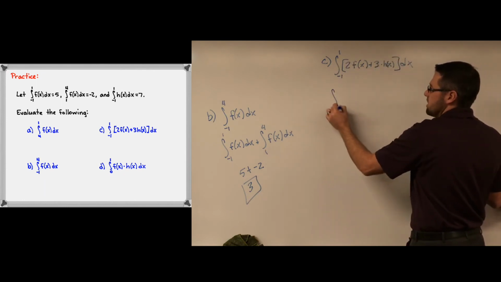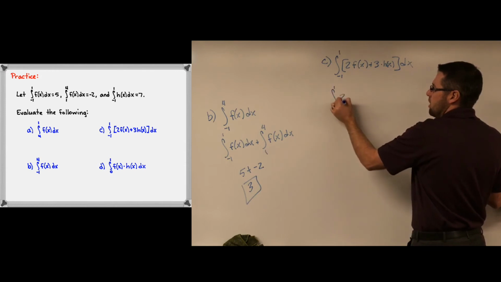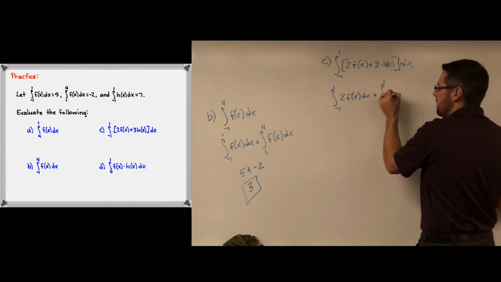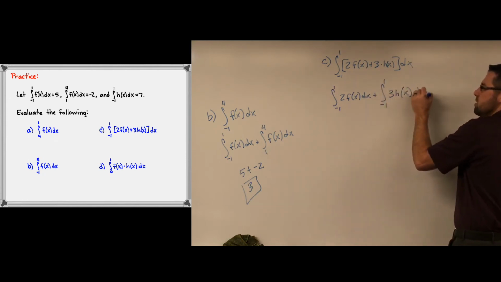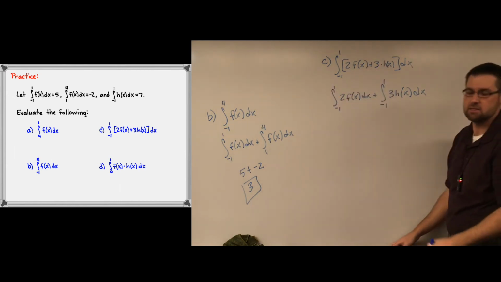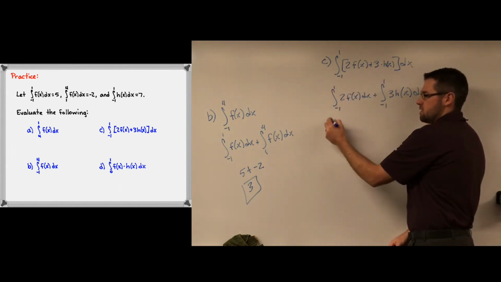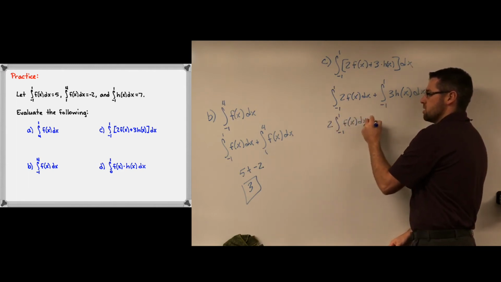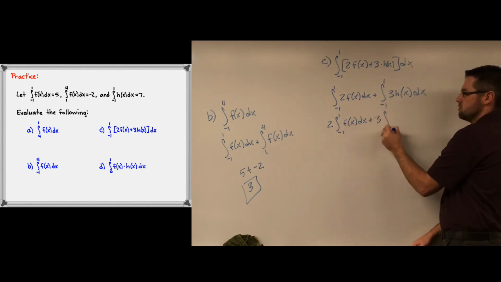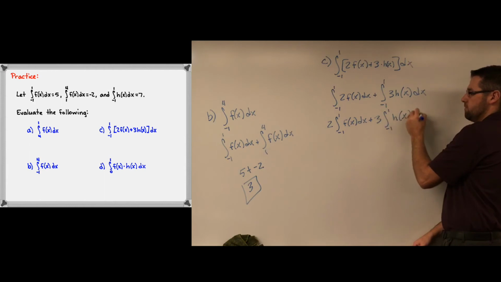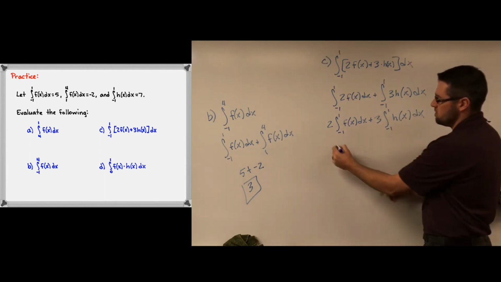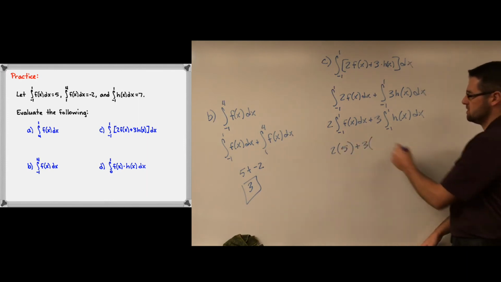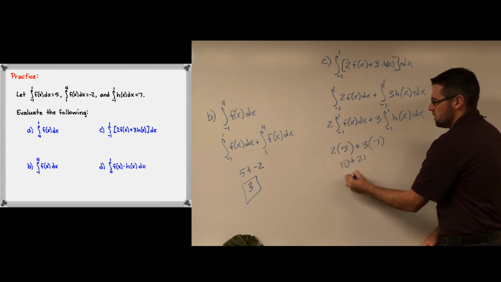So how would we break this down? We'd say the integral from -1 to 1 of 2f of x dx plus the integral from -1 to 1 of 3h of x dx. But even then, that doesn't match any of those, so we have to rewrite this. It's the constant rule, so 2 times the integral from -1 to 1 of f of x dx plus 3 times the integral from -1 to 1 of h of x dx. Then we can work with it. So this first one would be 2 times 5, and then plus 3 times 7. So 10 and 21 is 31.